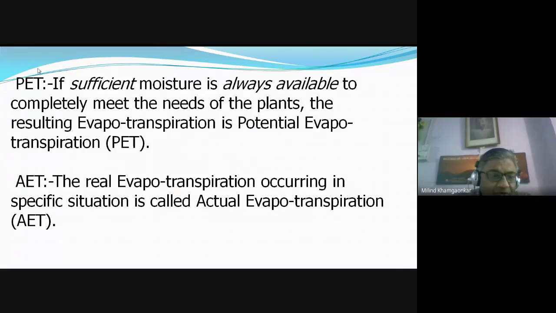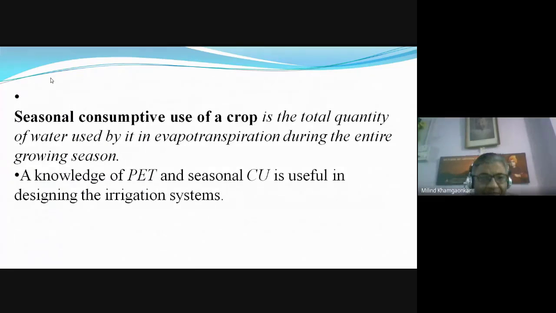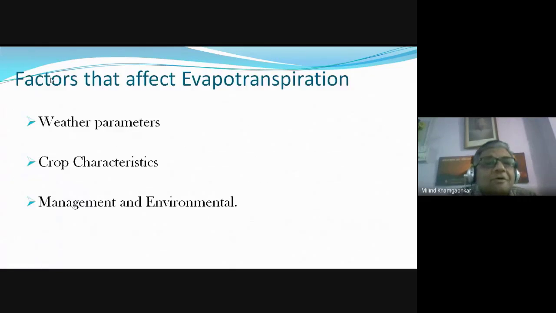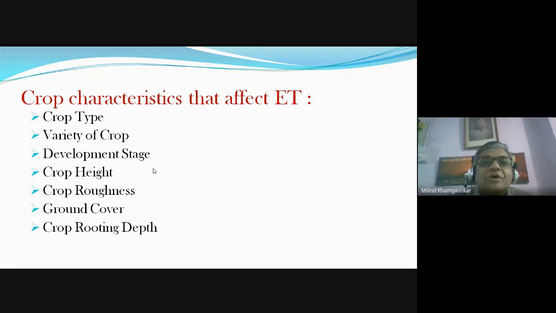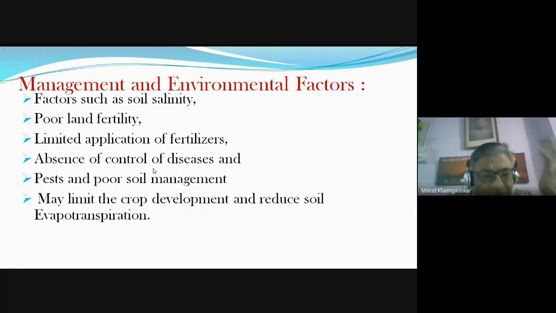It is divided into two parts: potential evapotranspiration and actual evapotranspiration. Then the factors which affect evaporation and transpiration also affect evapotranspiration, that is the weather parameters, crop characteristics, management and the environment. In weather: radiation, air temperature, humidity, wind speed, etc. Crop characteristics are also there. So various factors.